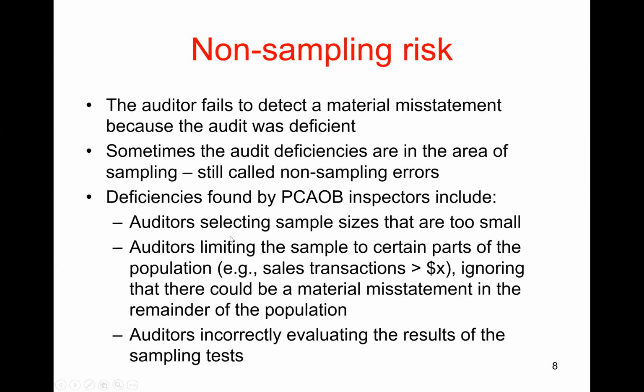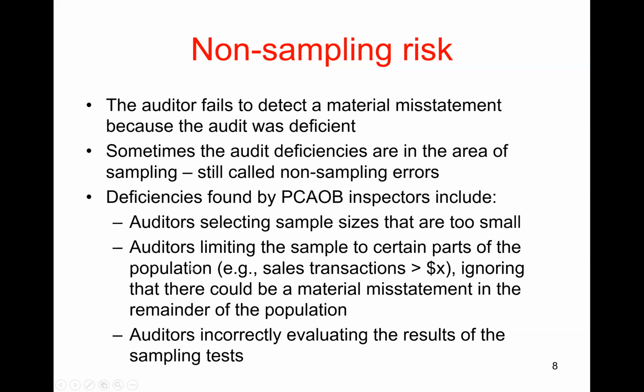Okay, so let me give you some examples of non-sampling errors that actually involve the auditor's use of sampling. All right, so first one, auditor selecting sample sizes that are too small. This is a very common one. And the PCAOB saying to the audit firm, look, you should have chosen a bigger sample size. You were too lazy. You should have done more testing. Right? So that's the first one.